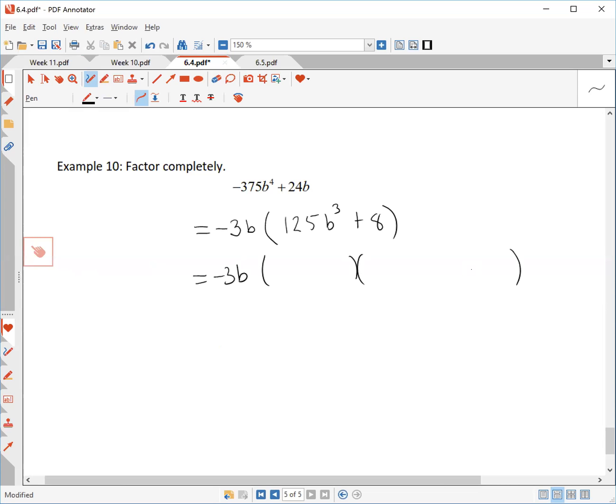So we recover our pieces. 125b cubed is a 5b cubed, and an 8 is a 2 cubed. So we have our recovery is 5b and 2. So we do 5b and 2. Then we square the 5b, take the product of the 5b and the 2, and then square the 2.